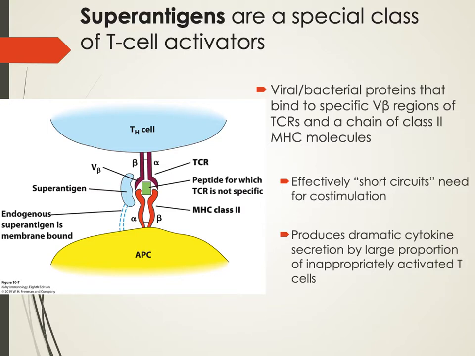So there are some superantigens. These are kind of special T cell activators. They can actually short circuit co-stimulatory signals. They can bind in place and stabilize the T cell MHC interaction so that you don't require the costimulatory signal like you normally would.